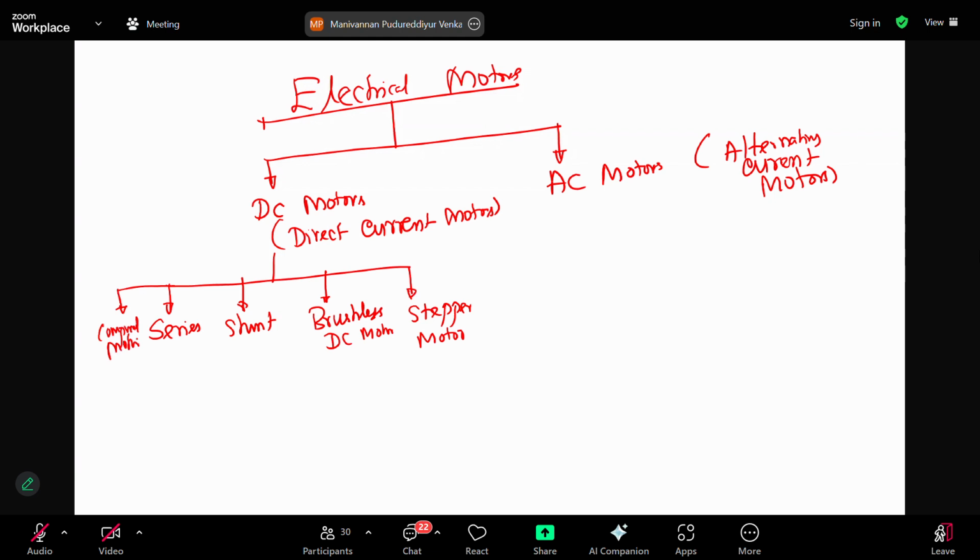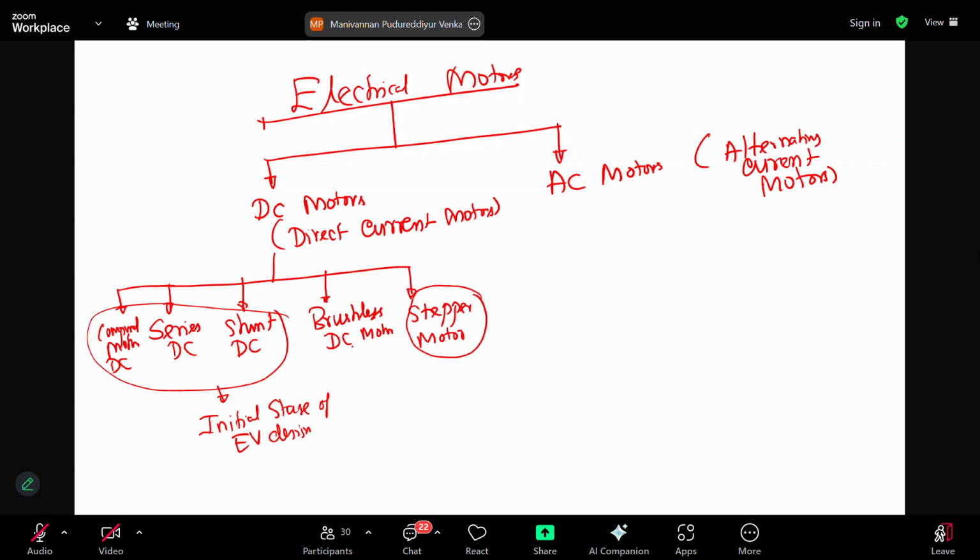Okay. Out of these, the series DC motor, shunt DC motor, and compound DC motor, all these are nowadays not used in electric vehicles. They were used in the initial stages of electric vehicles, in designs from maybe the 1970s, 80s, 90s. After that, nobody is using them. Now, stepper motor is also not used in electric vehicles. What is used in EV is the brushless DC motor.